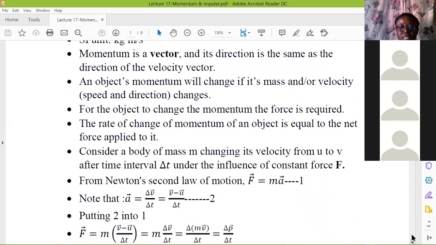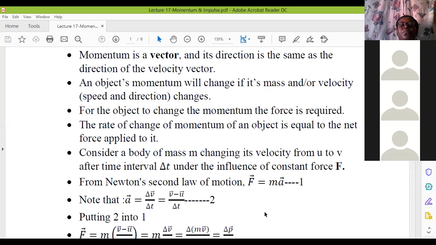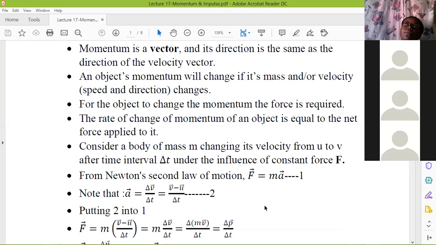The object's momentum will change because the velocity changes. The direction of the momentum will change depending on the direction of the velocity, and the momentum depends on the mass and on the velocity. So the more mass the object has, or the more velocity the object has, the more momentum that object will have.